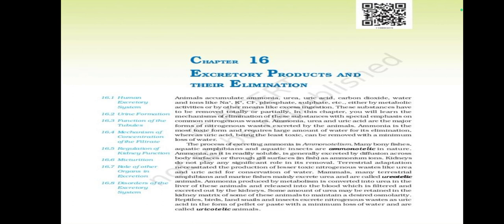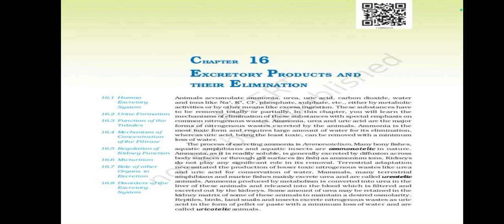The process of excreting ammonia is ammonotelism. Many bony fishes, aquatic amphibians, and aquatic insects are ammonotelic in nature. Ammonia, as it is readily soluble, is generally excreted by diffusion across body surfaces or through gill surfaces in fish as ammonium ions. Kidneys do not play any significant role in its removal.